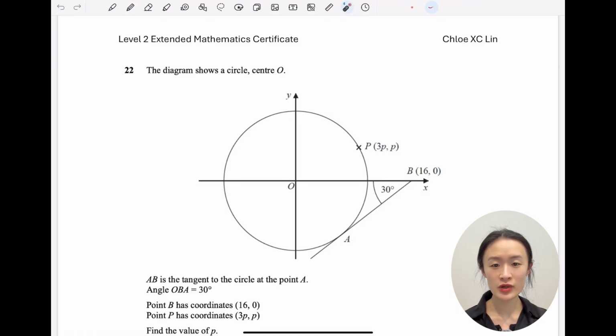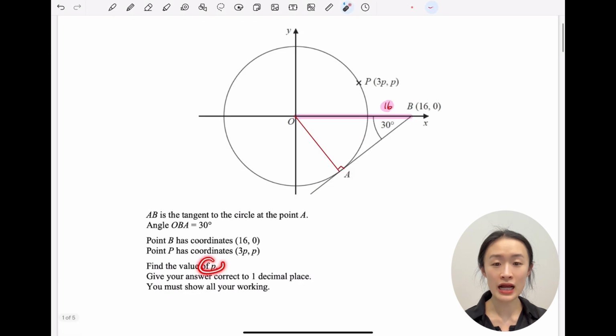In this question, we are told that this circle is centered at the origin, and AB is a tangent to the circle at point A. So then that means OA is perpendicular to the tangent, because OA is the radius. Angle OBA is 30 degrees. Point B has coordinates (16, 0), so then that means OB is 16. Point P has coordinates (3p, p). And then that tells us OP equals OA because both of them are radii. And now what we need to do is to work out the value of p.